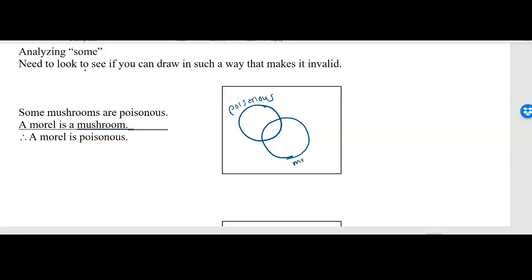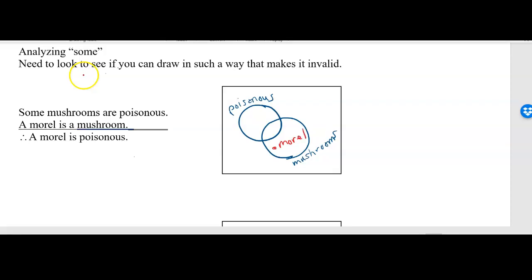Okay, this would be mushrooms. If it was all, we'd put it inside, but because it's some, then we have it overlapping, because this means some are and some are not. Now, we got to put our second premise in. A morel is a mushroom. Okay, well, I have to put that inside the mushroom circle. Well, I could put that here, right?